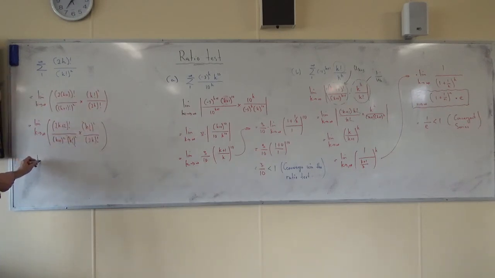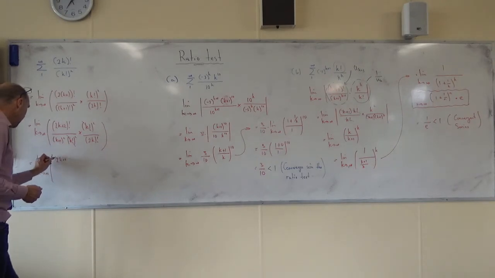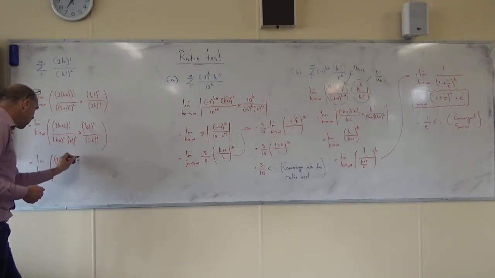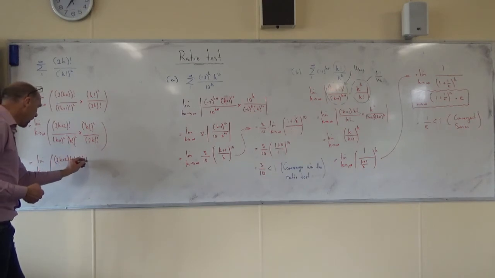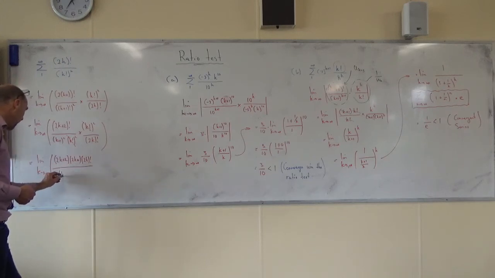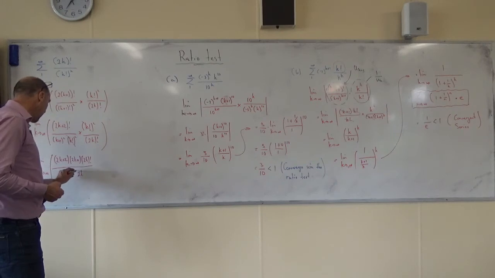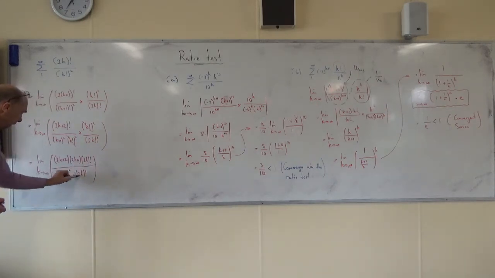Next line. This one's a bit tricky. Remember, this will be 2k plus 2 times 2k plus 1 times 2k factorial, won't it? Good. So this will be (2k plus 2)(2k plus 1) times 2k factorial, and that will cancel out with that one. Divided by (k plus 1) all squared, times 2k factorial. That will cancel out with that.